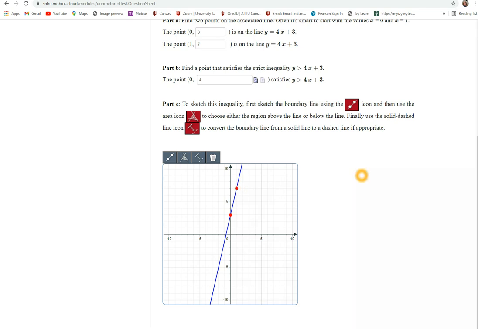Now, you have to shade it. It says first sketch the boundary line using the icon and then use the area icon to choose either the region above the line, which would be this region here, or below the line, which would be this region there. The quickest way to figure out where you're going to shade is to use a test point. And the origin right here to me is always the best number to test.